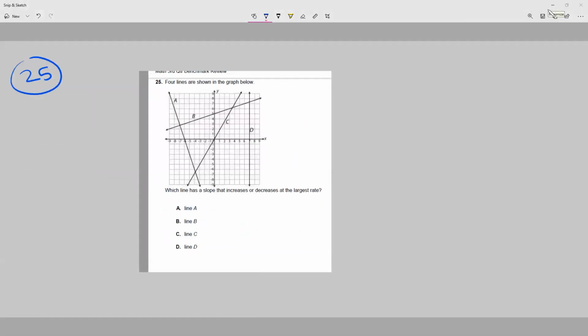All right, last problem. And then I'm going to pause this video and check on that one answer I wasn't sure about. Four lines are shown in the graph below. Which line has a slope that either increases or decreases at the largest rate? Which means most tilted. So think about if these were all ramps and you're going to put a ball at the highest end, which one would fall the fastest? This seems like here it would fall the fastest, but I will say this is undefined. And in math, that means it's not calculated as a number. So it's definitely not D, but it could be A, B, or C.